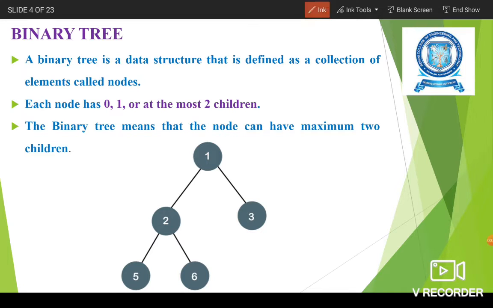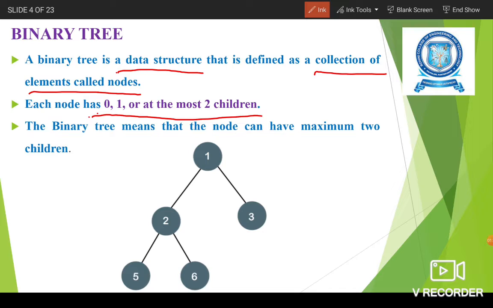First, we have to know about the definition. What is binary tree? It is a popularly used data structure. It is defined as a collection of elements called nodes, and each node can have 0, 1 or at most 2 children, which means that the node can have maximum of 2 children.